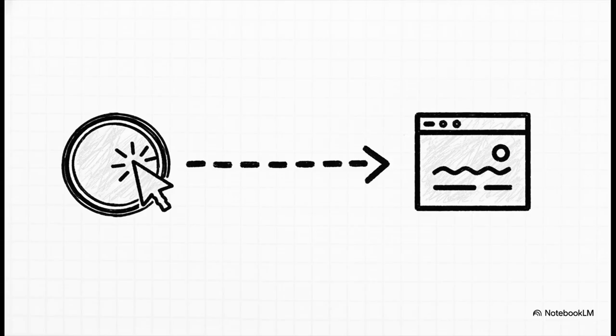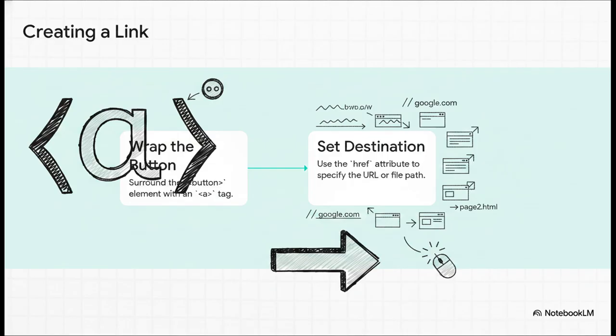Okay, path number one. This is probably the most common thing you'll do with a button, making it act just like a link. Perfect for getting around a website or sending someone to a different site entirely. So how does this work? It's actually really clever. You take your entire button element and you just wrap it inside an A tag. That's the standard HTML tag for a link. Then you just add the href attribute to that A tag to tell it where you want to go, whether it's google.com or another page on your own site. Click the button and poof, you're on your way.